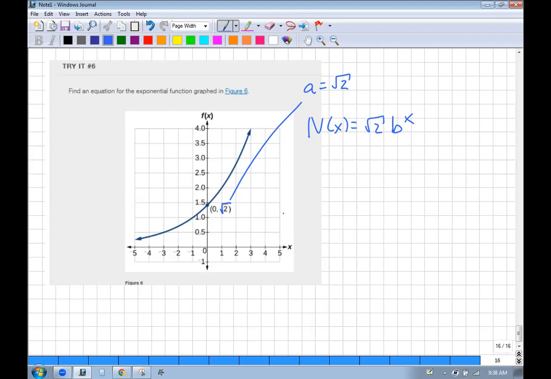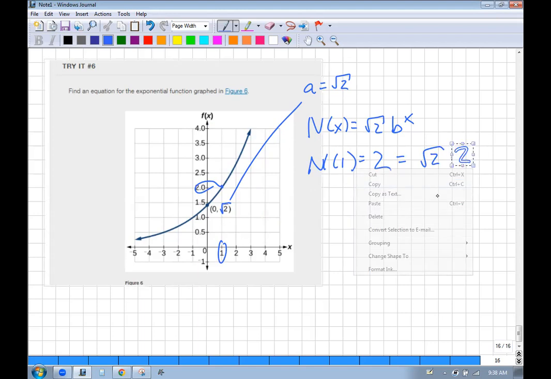Let's find another point here. Maybe this one. We could see that n of 3 is equal to 4, right? And that would work, but I like this one right here better. That n of 1 is equal to 2. So this would be 2 equals root 2 times b to the first, right? There's our x. So we're just replacing the x with a 1.